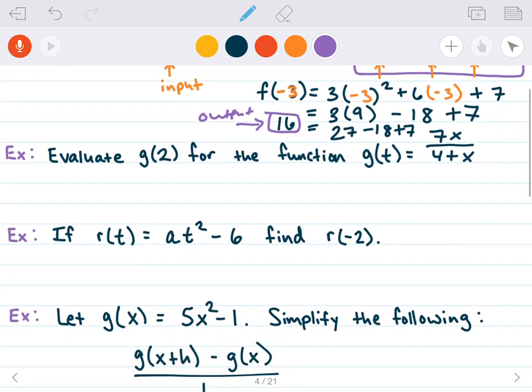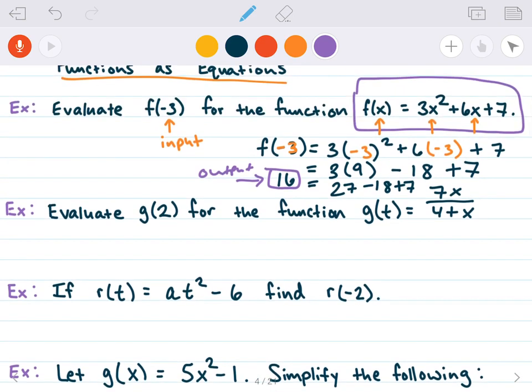Evaluate g of 2 for the function g of t equals, actually, maybe we should have made this x. Let's change this. g of x equals 7x over 4 plus x. So this is our rule that I'm boxing in red, and our input is 2. So wherever we see a variable x, we're going to input 2. And then we're going to figure out what output corresponds to an input of 2.